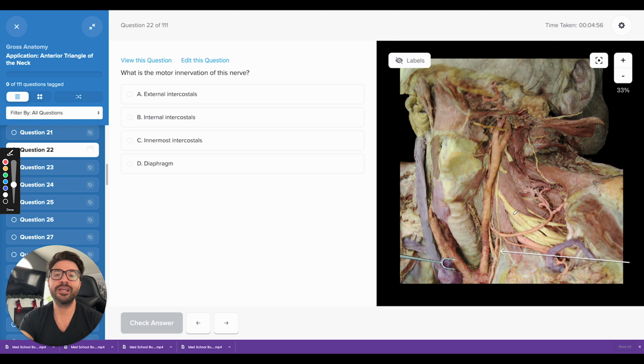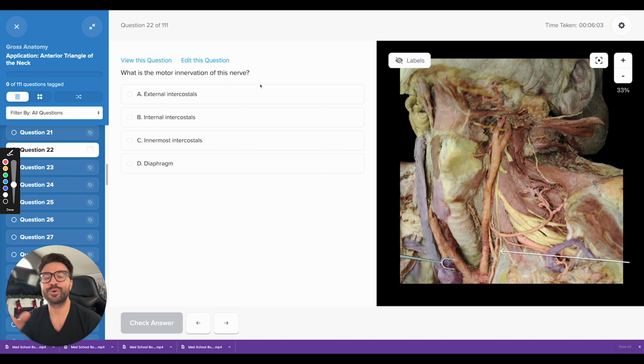Now, how would we go about identifying this nerve? Well, one landmark that we can use is our anterior scalene muscle right here. So this can be used as a landmark for this nerve, because this nerve is always going to travel over this anterior scalene muscle. So this is the phrenic nerve, and it's always going to be found anterior to the anterior scalene muscle. So that is an important landmark when you're in the cadaver lab trying to identify the phrenic nerve. So what is the motor function of the phrenic nerve?